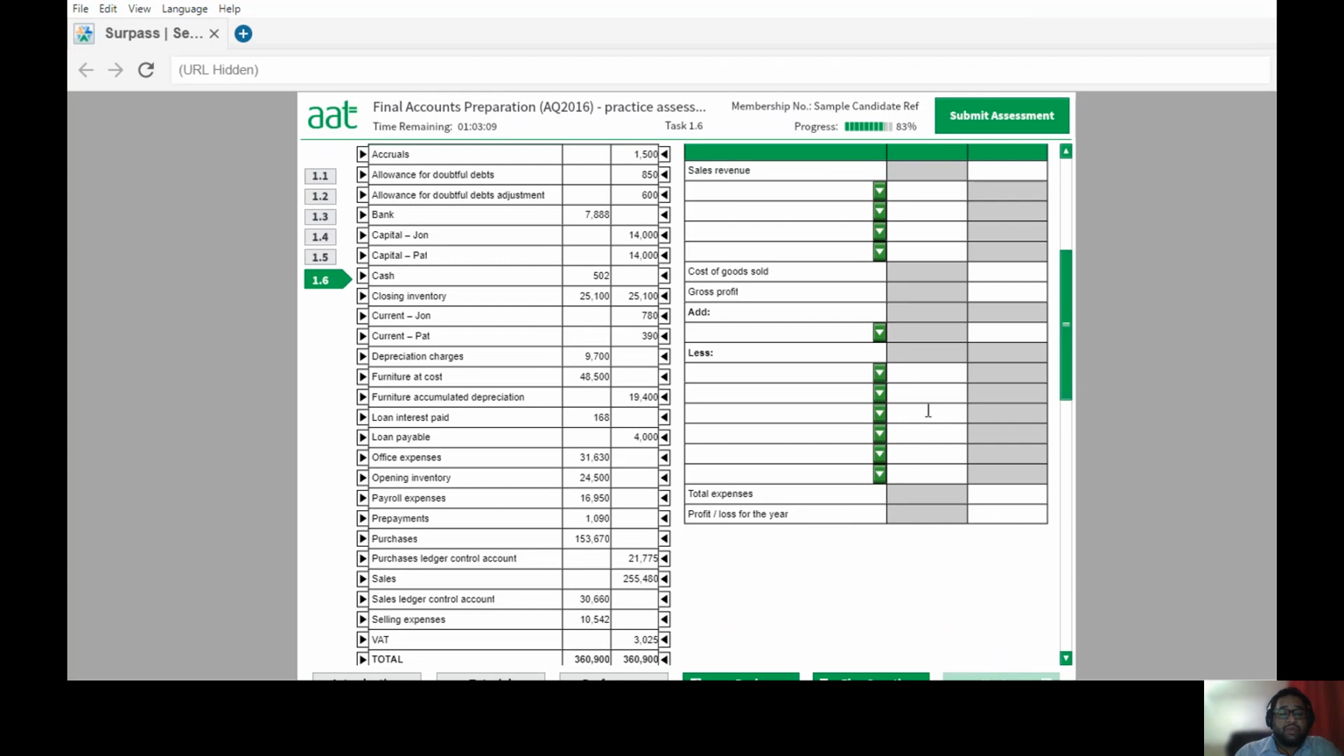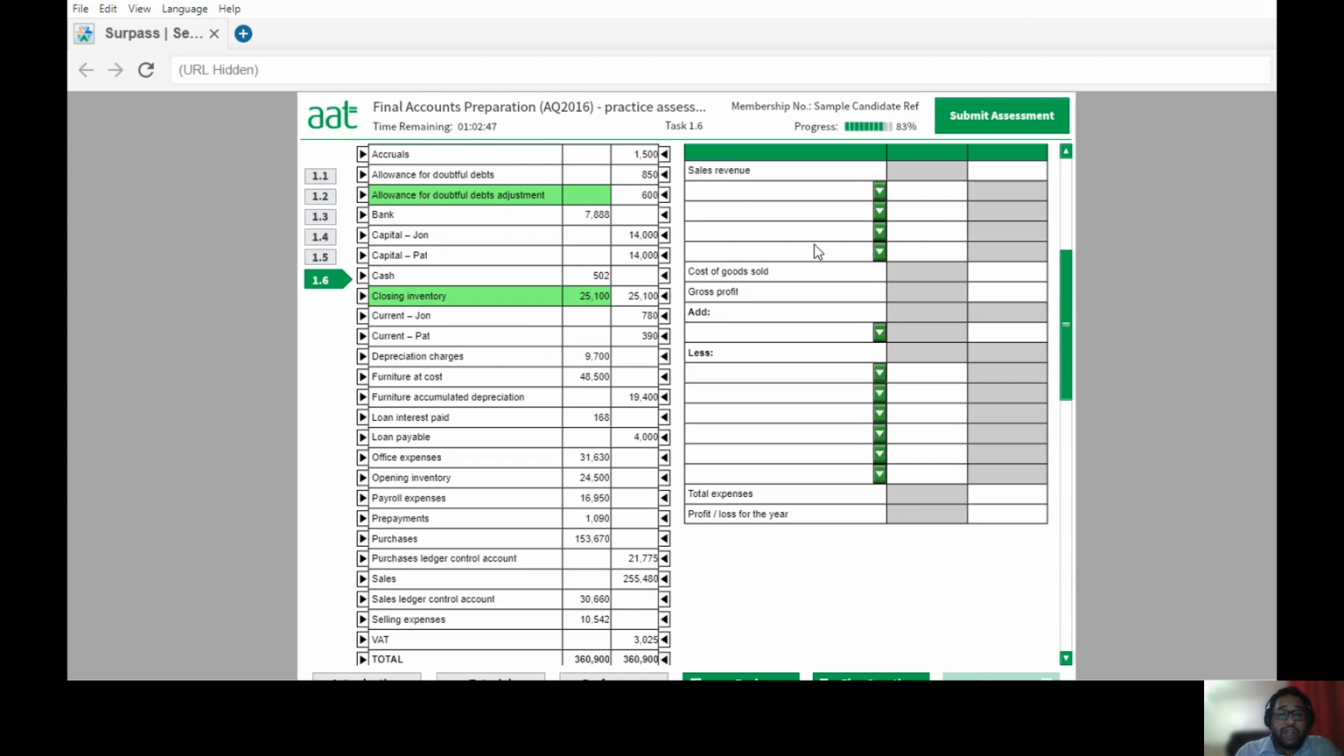Okay, so let's look at what we need for that information to be cascaded in this part. So do we need to have accruals? No. Allowance for doubtful debt? No. Adjustment of the allowance for doubtful debt? Yes. Bank? No. Capital? No. Cash? No. Closing inventory? Yes.